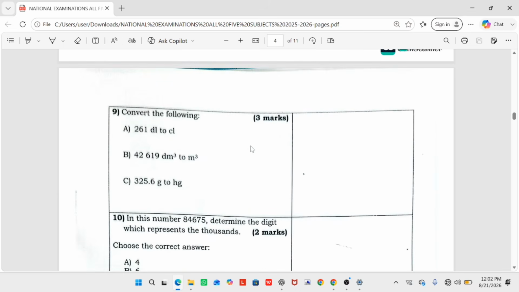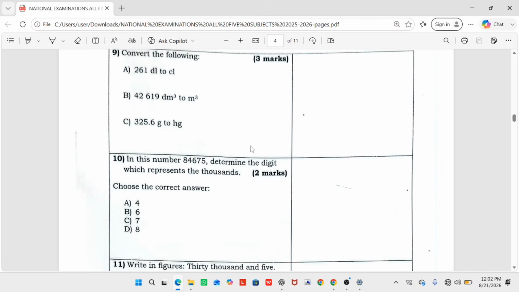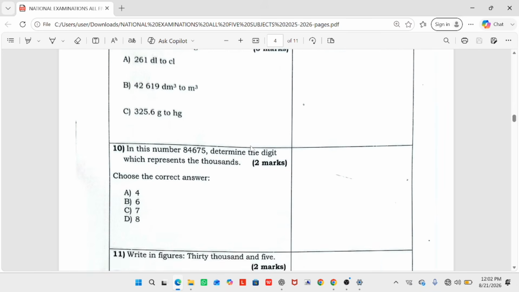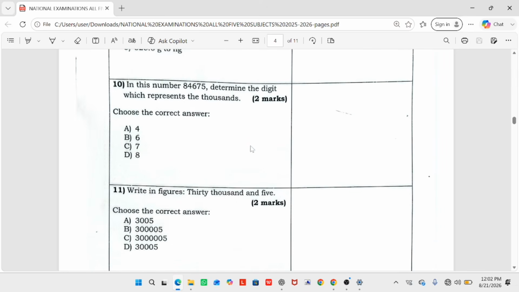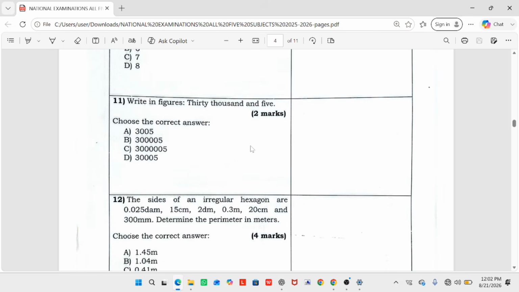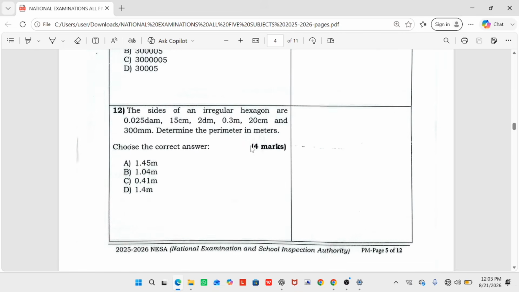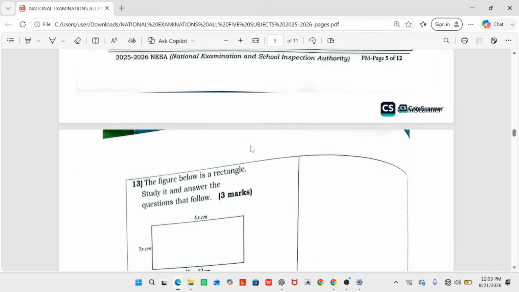This is question number 9, to convert the following, it's a measurement. Convert from deciliter to centiliter, from cubic decimeter to cubic meter, and from gram to hectogram. Question number 10, I think, the place of the number which represents the thousands, writing in figures. Then an irregular hexagon. Let's also continue with that.